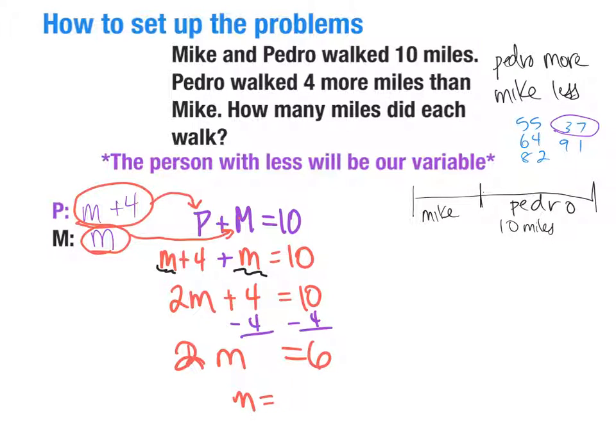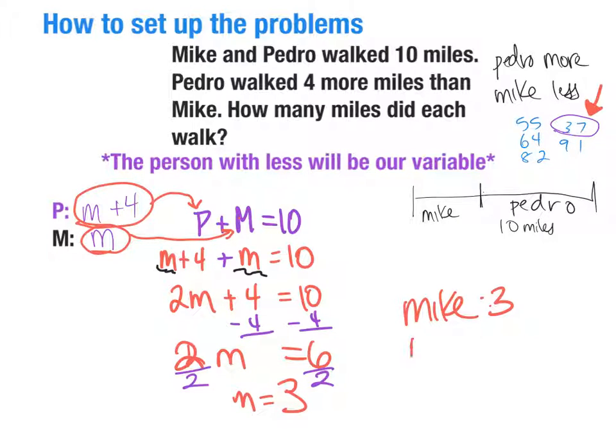Okay, how do I get M alone? Divide by 2. M equals what? 3. Mike walked 3 miles. Didn't we circle 3 and 7 up here all along? Because the math problems aren't always going to be so easy where you can just plug in numbers in your head. And 10 is a really low number.